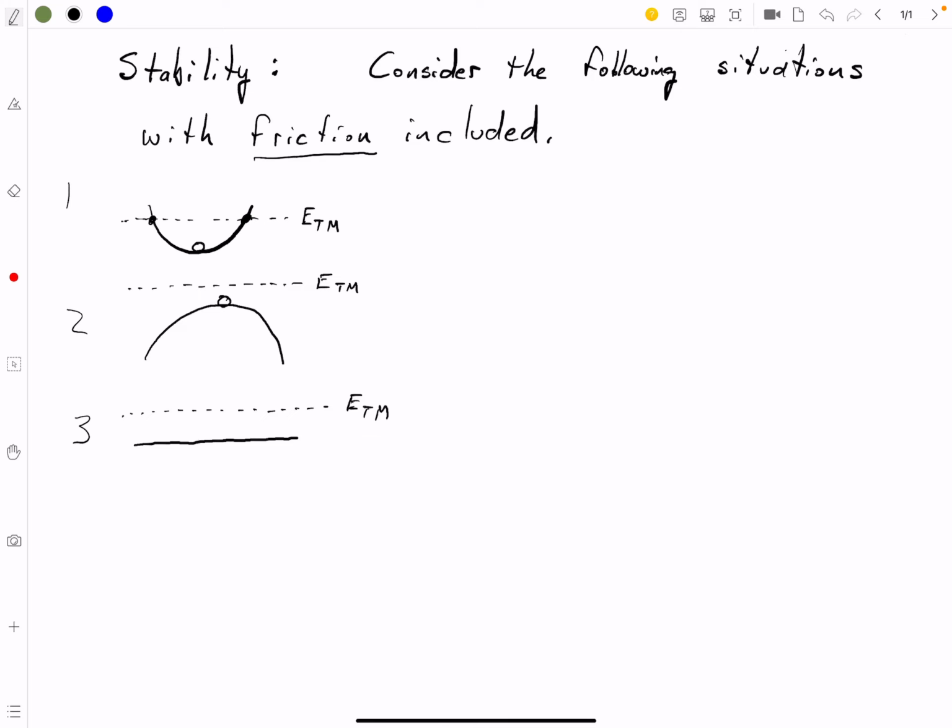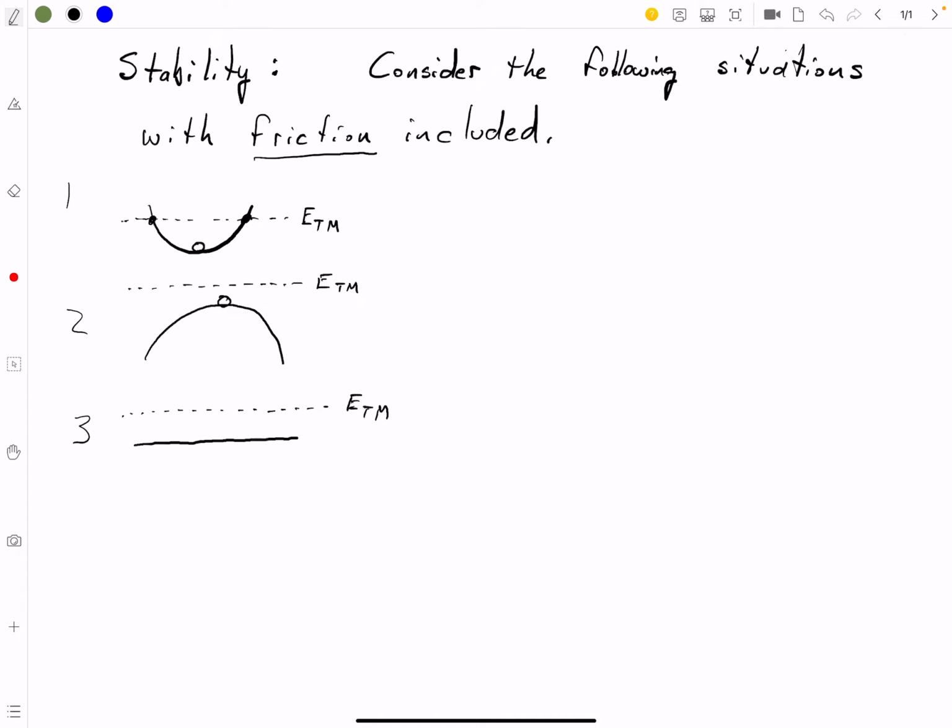Okay, welcome to the promised section on 8.4 potential energy diagrams and stability. First, let's talk a little bit about stability and how we call things that are stability or stable or what have you.